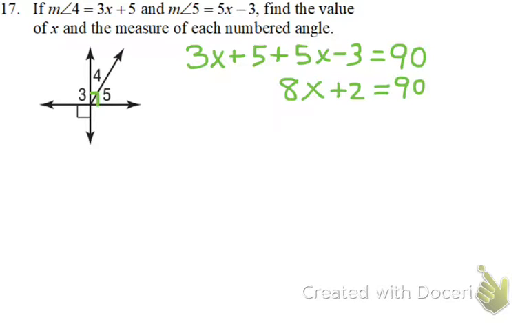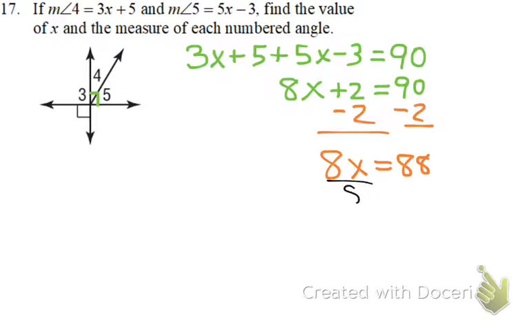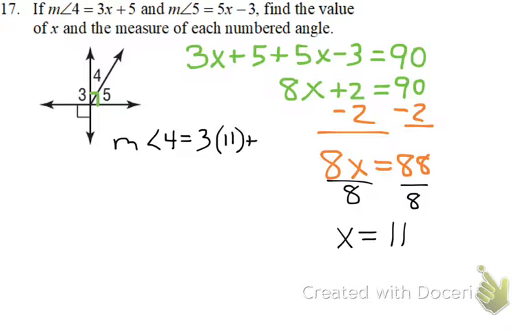Two-step equation from here, subtract 2. Get 8x equals 88, and then divide by 8. X equals 11. Our goal is to find the measure of each numbered angle. So let's plug this back in. If I go to the measure of angle 4, I know that that's equal to 3 times 11 plus 5. Multiply: 33 plus 5, 38.